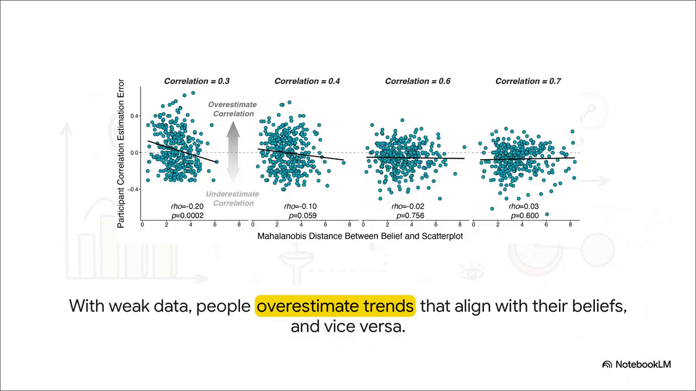To be specific, the study found that with weak correlations, participants systematically overestimated the strength of a trend if it aligned with their personal beliefs, and they underestimated the very same trend if it went against their beliefs. The messier the data, the more it just becomes a mirror reflecting our own biases right back at us.